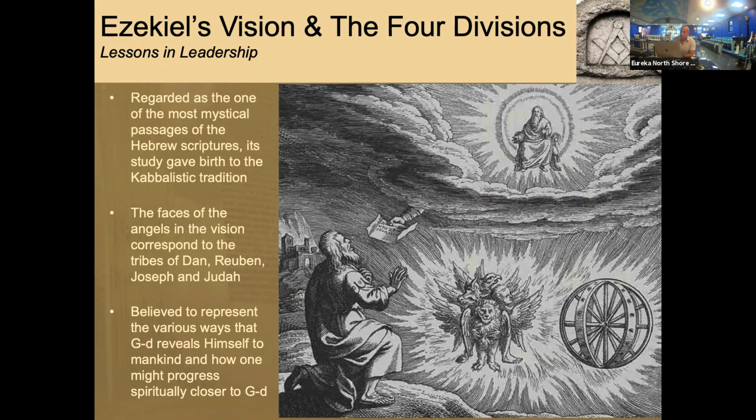This vision is regarded as one of the most mystical passages of the Hebrew Scriptures, and its study gave birth to the Kabbalistic tradition, also known as Merkabah mysticism. The lesson behind the vision is believed to represent how one may progress spiritually closer to God, and each face represents the tribes of Dan, Reuben, Ephraim, and Judah.